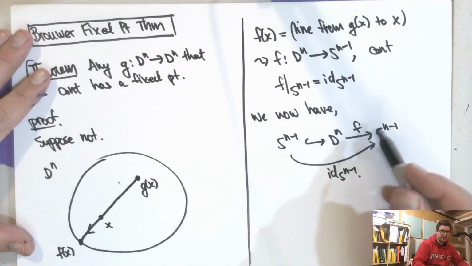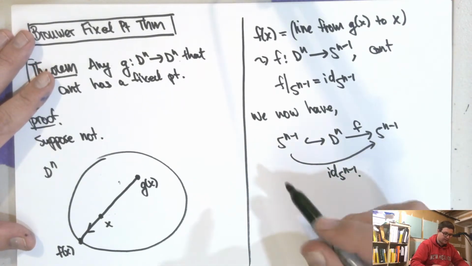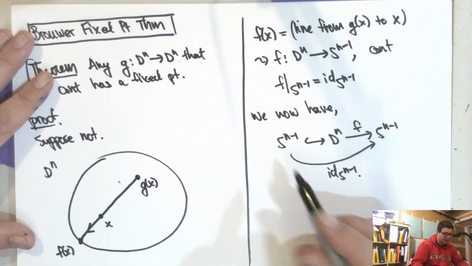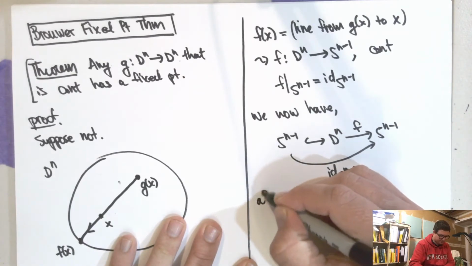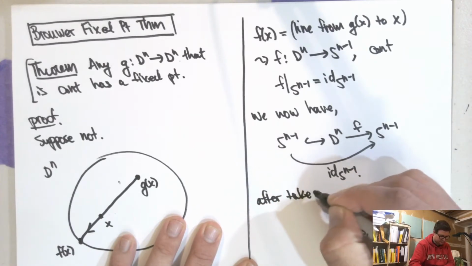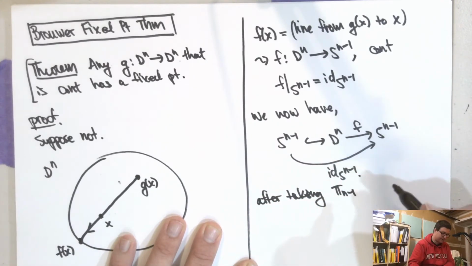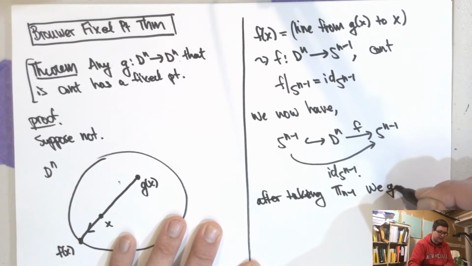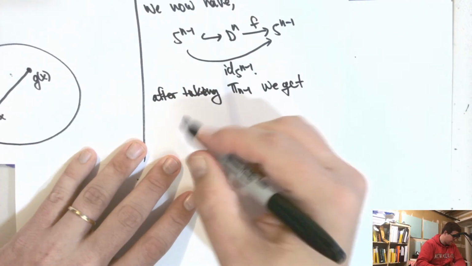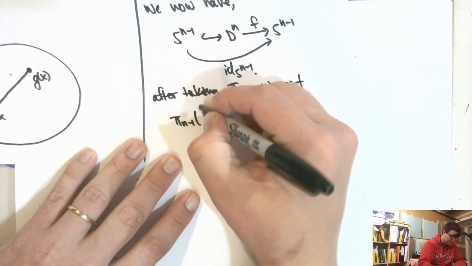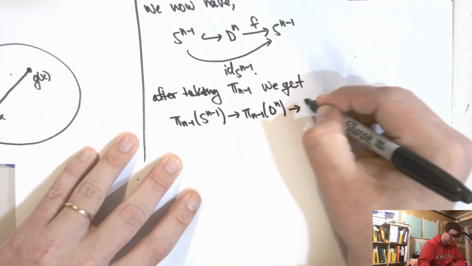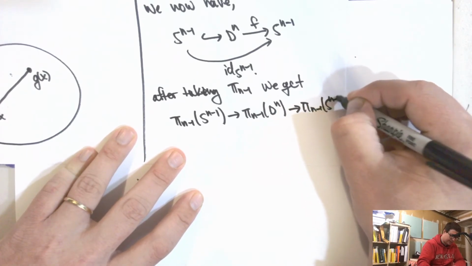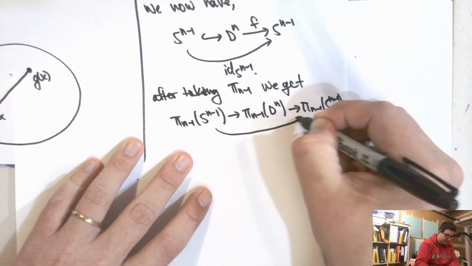Now I'm going to abuse notation a bit. You can make this pointed, or you can make it up to outer automorphism. But after taking pi n plus 1, we apply the pi n plus 1 functor. So we get the following. Maybe I can just finish this on one page. So we get pi_(n-1) of S^(n-1), pi_(n-1) of D^n, so this space is contractible, pi_(n-1) of S^(n-1), and this thing needs to be the identity as well.